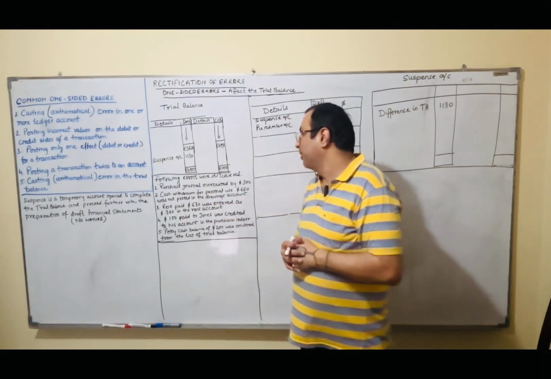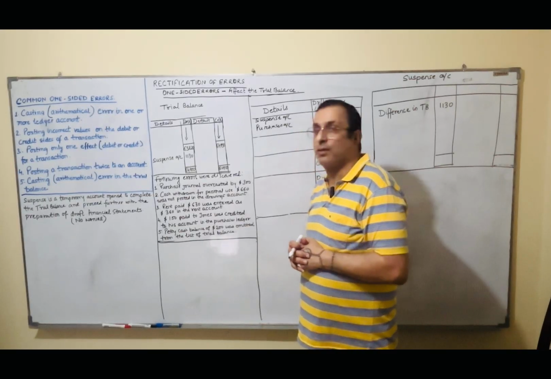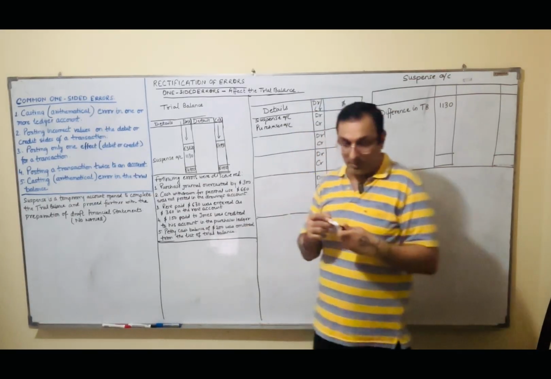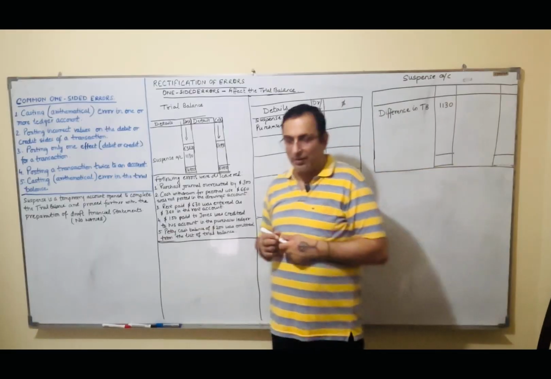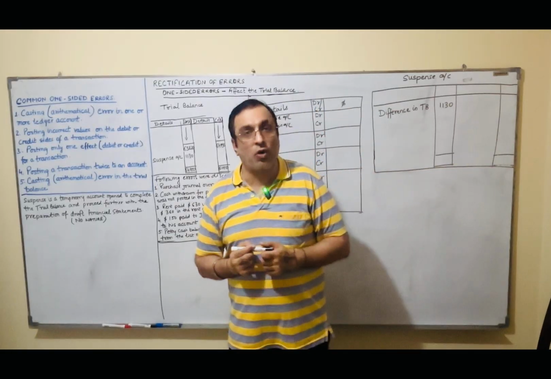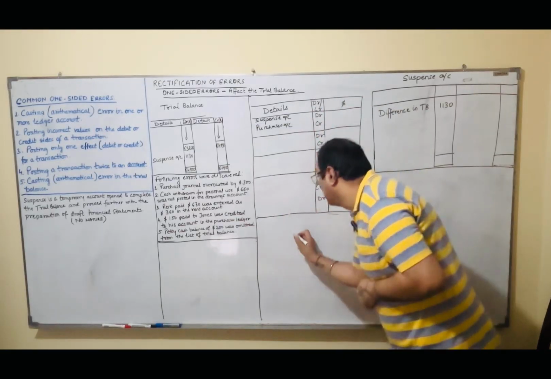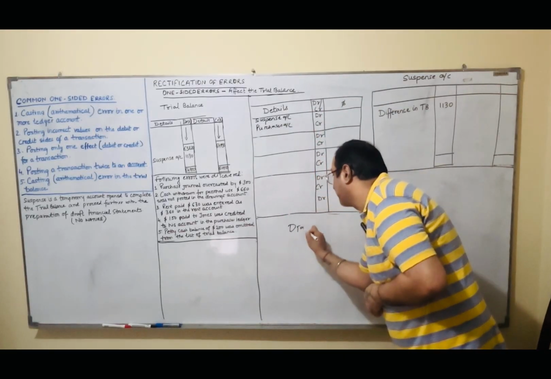Cash withdrawn for personal use 660 was not posted in the drawings account. Now, drawings are the assets. Increase in assets is debit. I have not recorded, right? I have not debited. Let us see where. Let us see a small drawings account here.